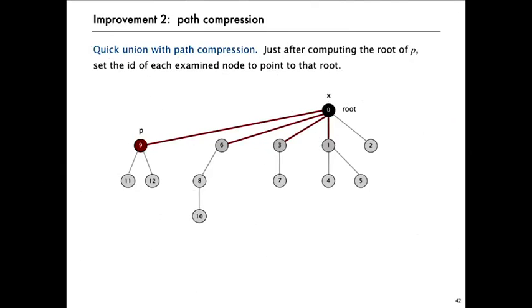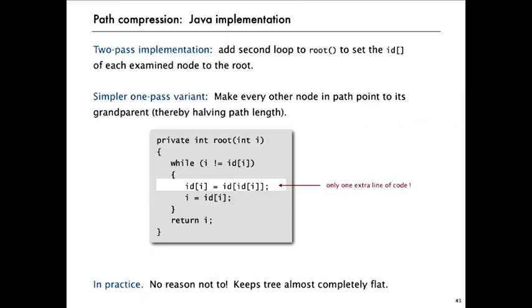That's going to be a constant extra cost. We went up the path once to find the root. Now we'll go up again to just flatten the tree out. And there'd be no reason not to do that. We had one line of code to flatten the tree, amazingly.